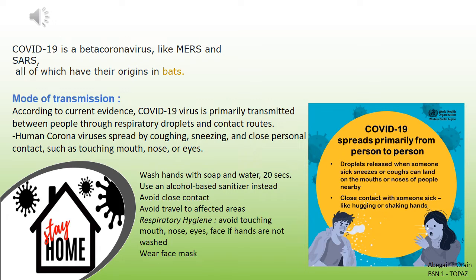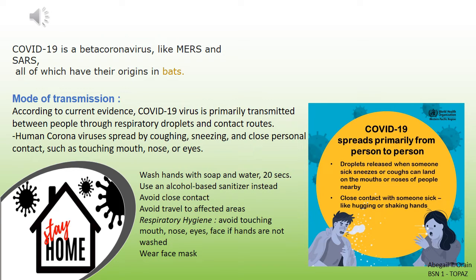The mode of transmission of COVID-19, according to the current evidence, is primarily transmission between people through respiratory droplets and contact routes. Human coronavirus spreads by coughing, sneezing, and close personal contact, such as touching the mouth, nose, and eyes.